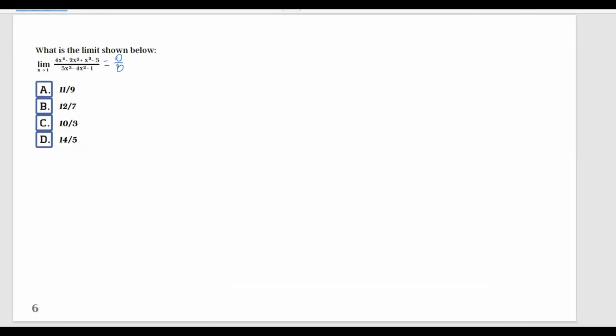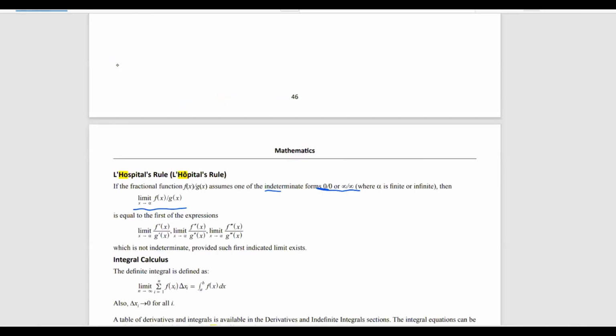I'm going to come here and take the first derivative of both functions. So I'll do limit x converges to 1. And let's do first derivative. So we'll have 16x power 3 minus 6x power 2 plus 2x. And at the bottom, we'll have 15x power 2 minus 8x.